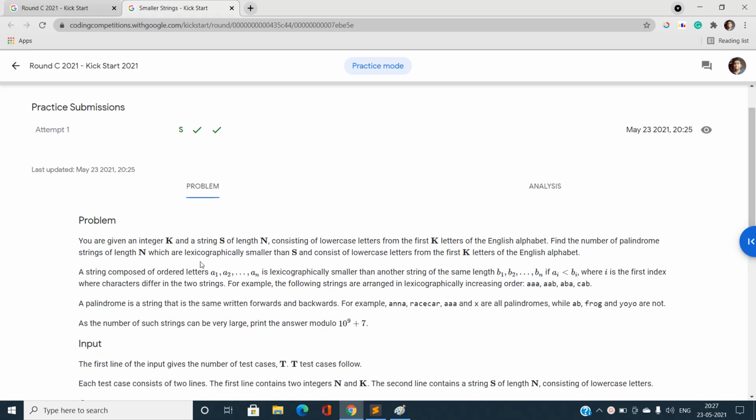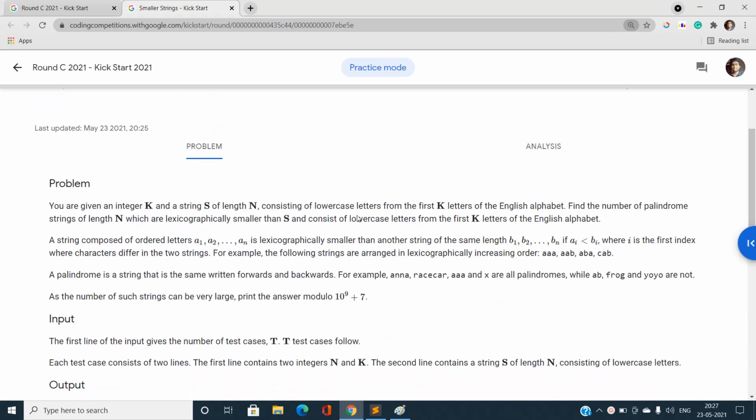So we have been given an integer k and a string s, and string s is of length n. Let me zoom in first. It consists of lowercase letters from the first k letters. That is, we are given a string s of length n, and along with it the value of k, which denotes that the string must contain lowercase letters from the first k letters of the English alphabet. Find the number of palindrome strings of length n which are lexicographically smaller than s, and consist of lowercase letters from the first k letters of the English alphabet.